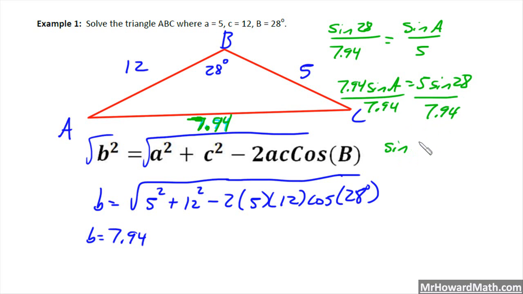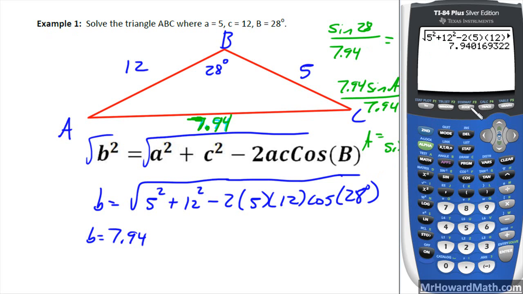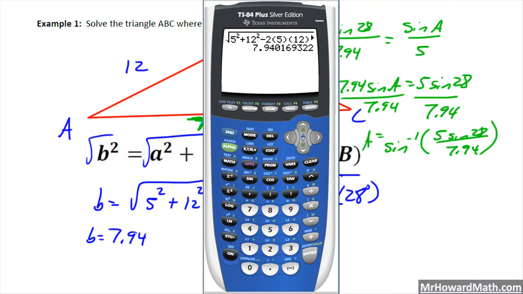So I'm going to back up a little bit, and we'll just do A is equal to sine inverse of this, 5 times sine 28 over 7.94. If you have trouble with the sine law, go back and watch those videos. So angle A is equal to this. Put this in our calculator, slide this over a little bit.